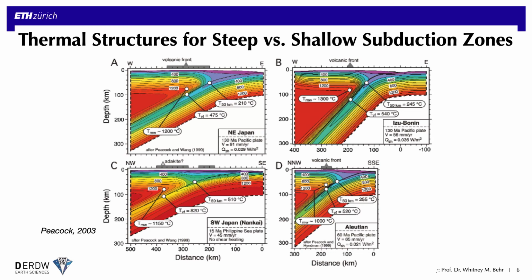These are some additional examples of thermal models that are created in the way I showed a couple slides ago. This is just illustrating, for example, the effects of slab dip. You can see the two thermal profiles on the right for the Aleutian and Nizubanan subduction zones are for steeper slabs and different plate ages and velocities.